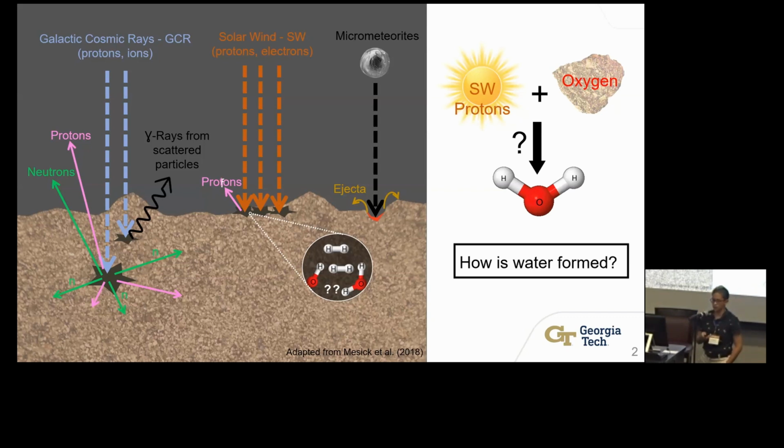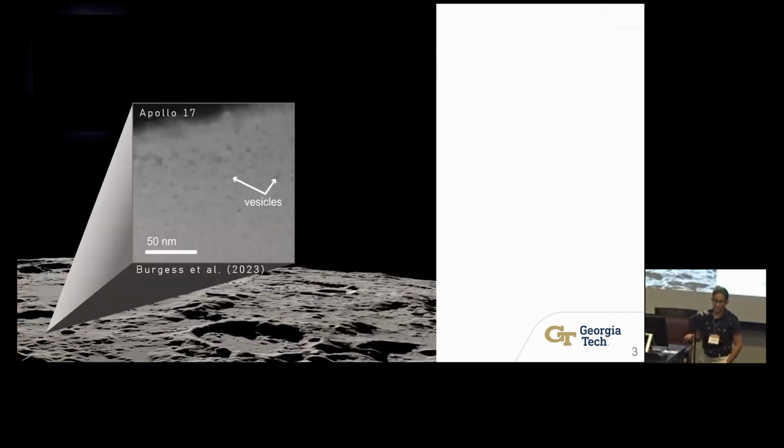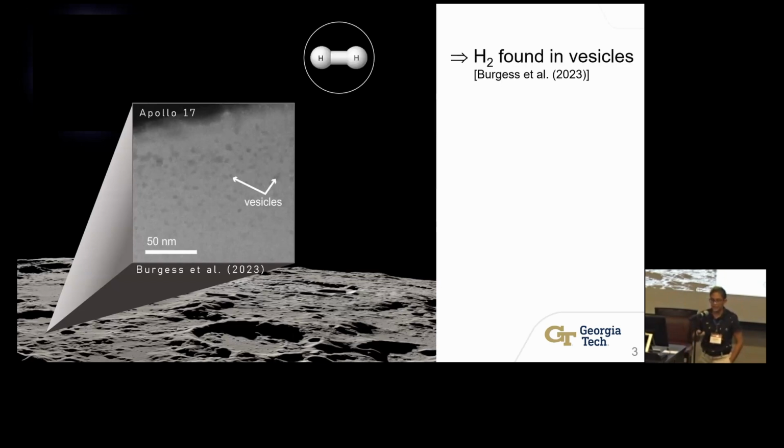these possible mechanisms. Last year, Catherine Burgess and collaborators found that there are near-surface vesicles within the top 100 nanometers of the lunar soil from a returned Apollo 17 sample that contain hydrogen-bearing species, such as H2. And they find H2 to have an internal pressure inside these vesicles of around 4 megapascals at room temperature.